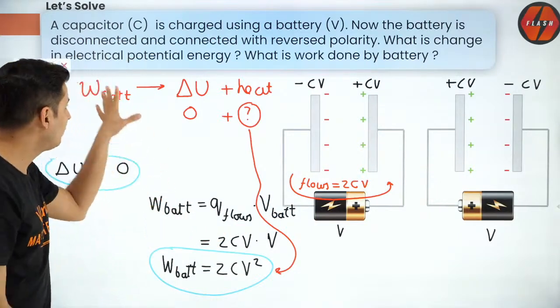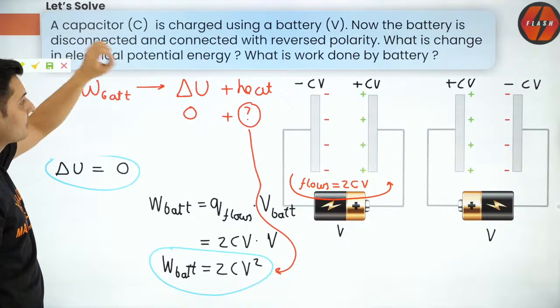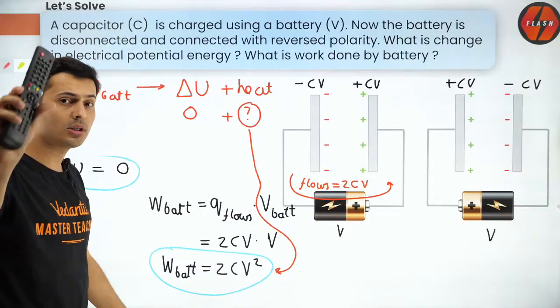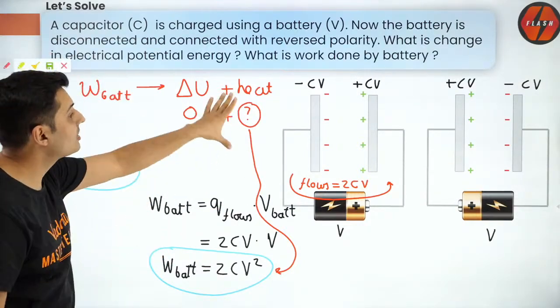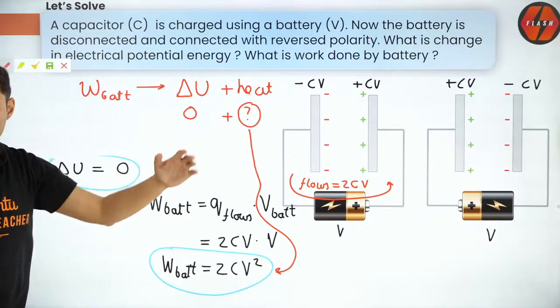Second formula. Third important formula, this red line, what I have written. Work done by the battery is delta U plus heat. This is a very important equation. This is going to revolutionize the way you interpret energy problems in capacitors. So very important. Write this formula down.